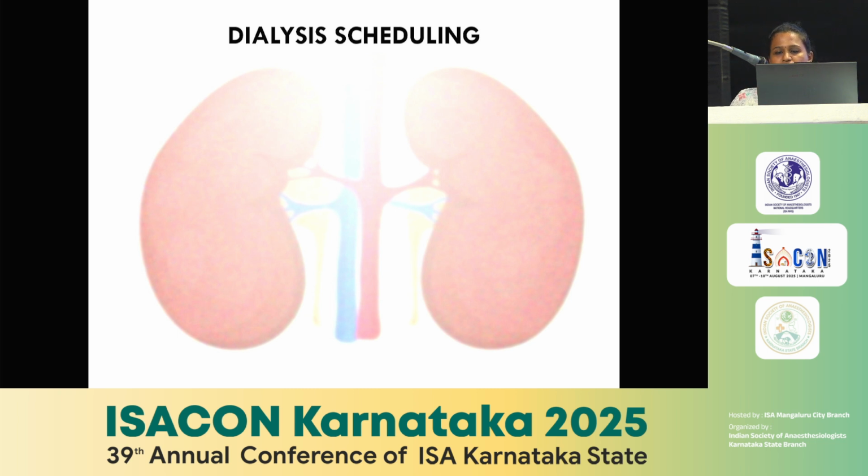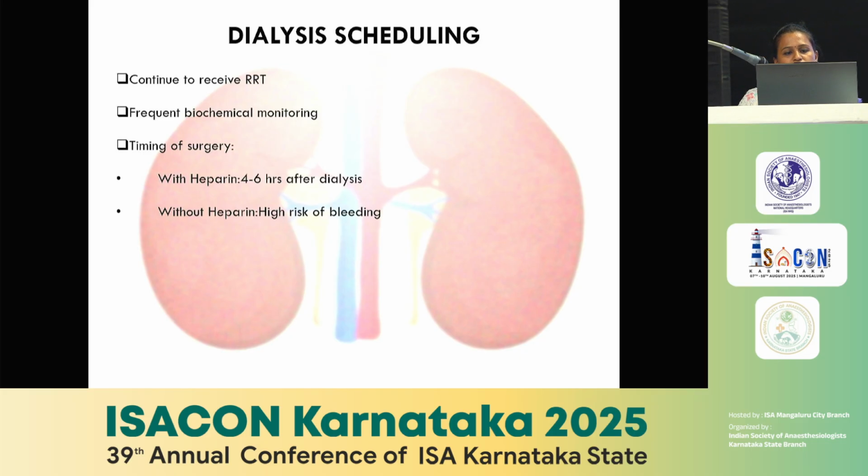Important thing in these patients is dialysis scheduling. This patient has to continue to receive renal replacement therapy as a continuation of their treatment with frequent biochemical monitoring. Dialysis sessions have to be scheduled one day before the surgery, and surgery has to be planned 4 to 6 hours after the dialysis for the clearance of heparin. However, in case of emergencies or situations where there is high risk of bleeding, dialysis without heparin is considered along with saline flushes.